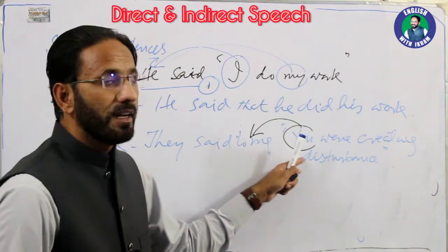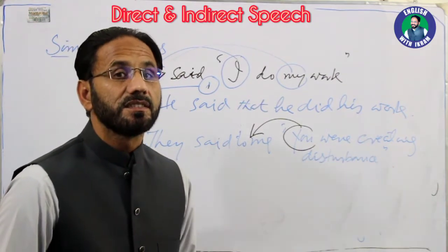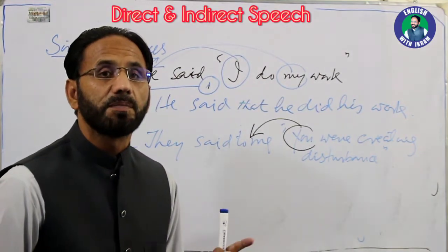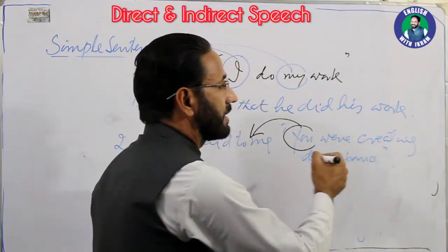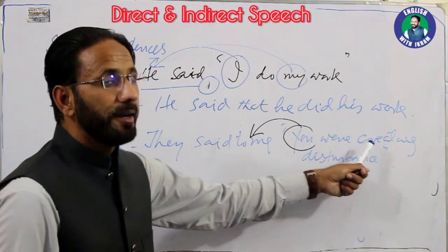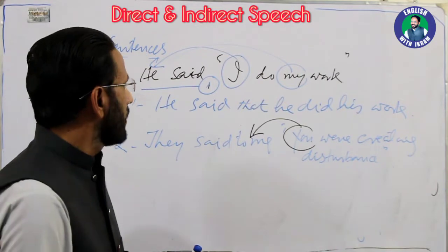They said to me that I, now this is, you were creating. This is past continuous tense. And past continuous tense is changed into past perfect continuous. It will become, that I had been creating disturbance. They said to me that I had been creating disturbance. Right? One more example.